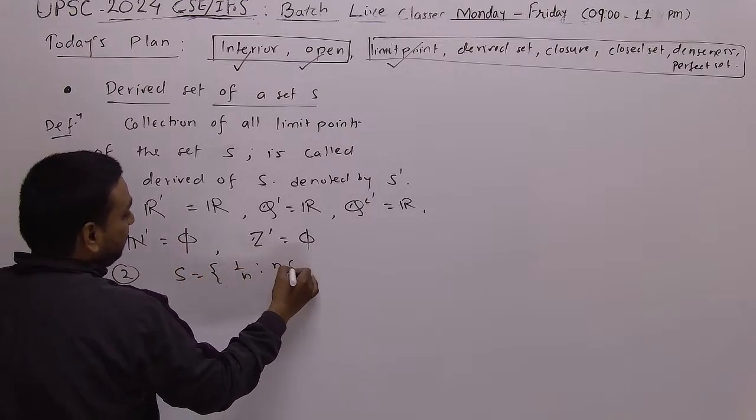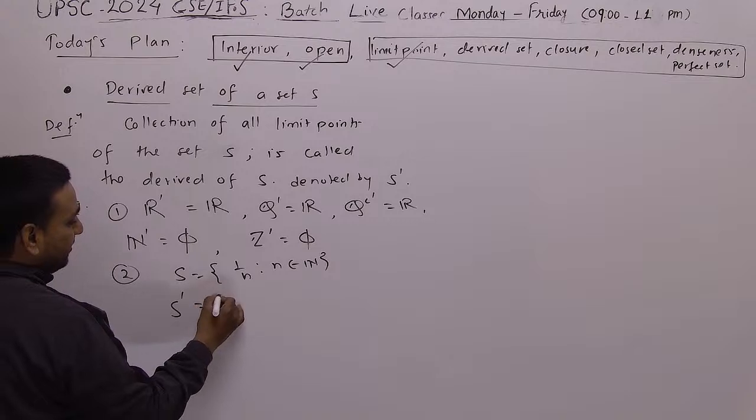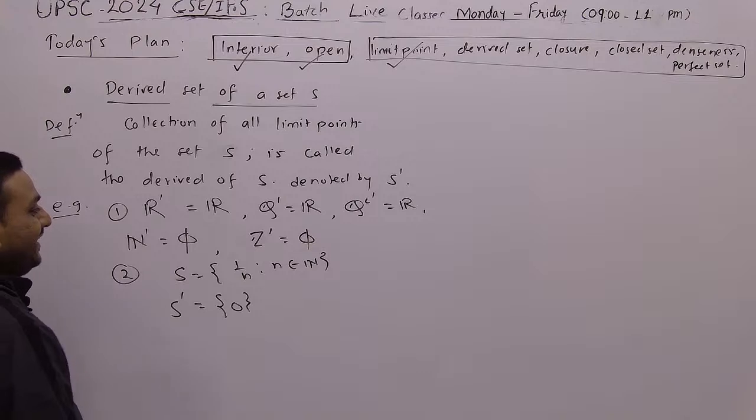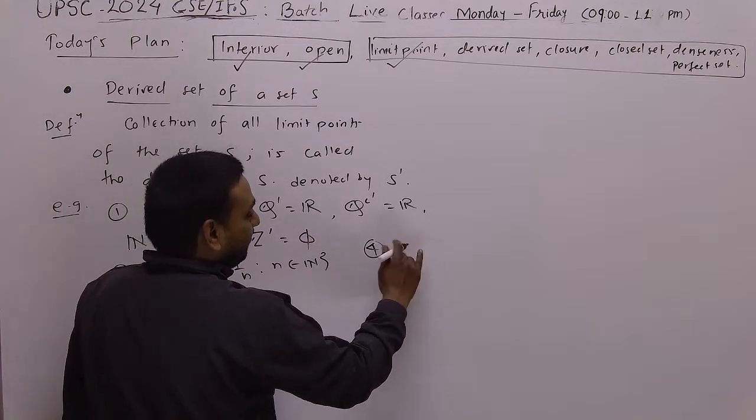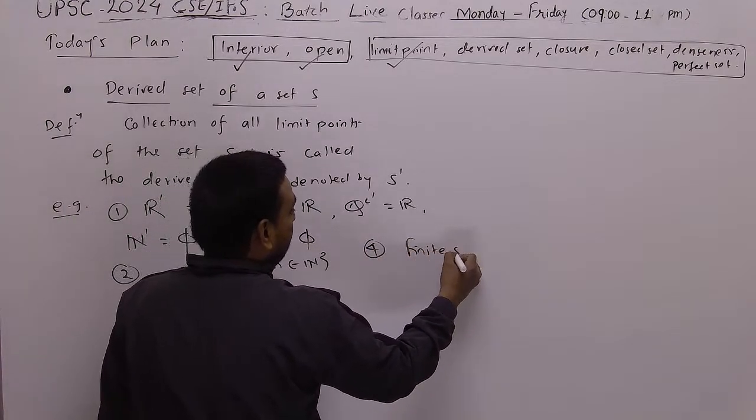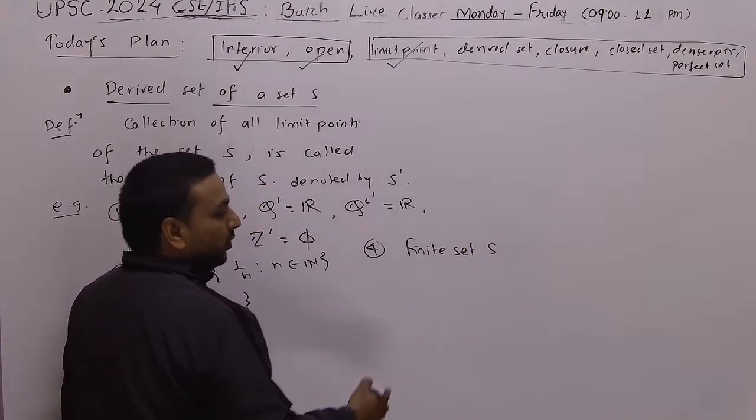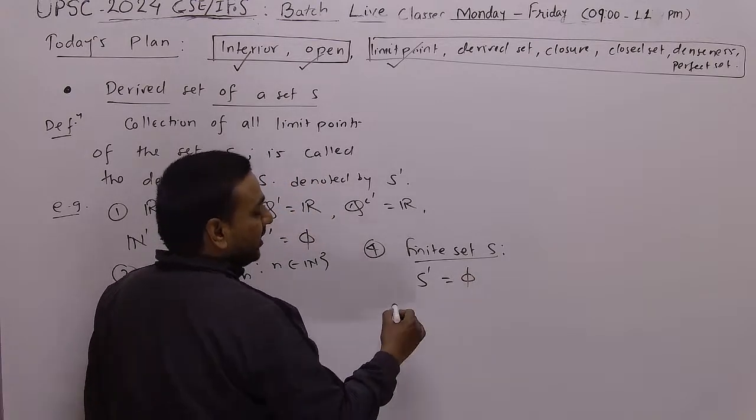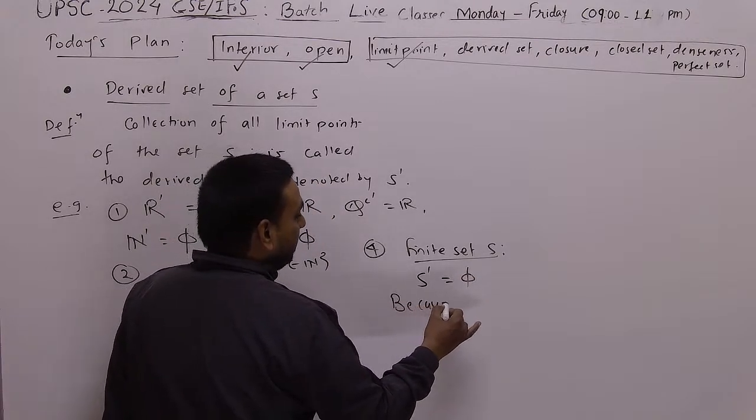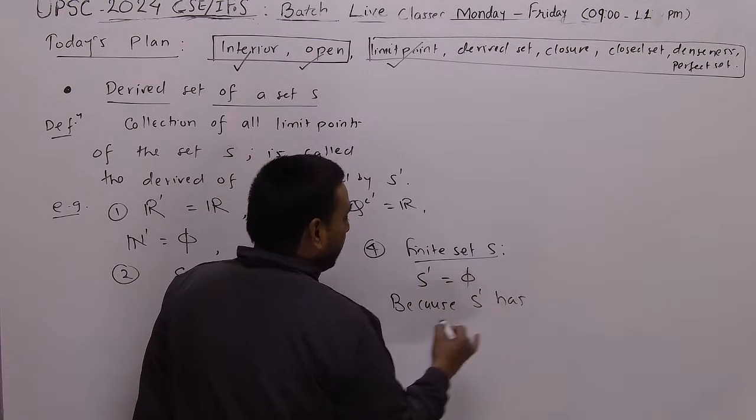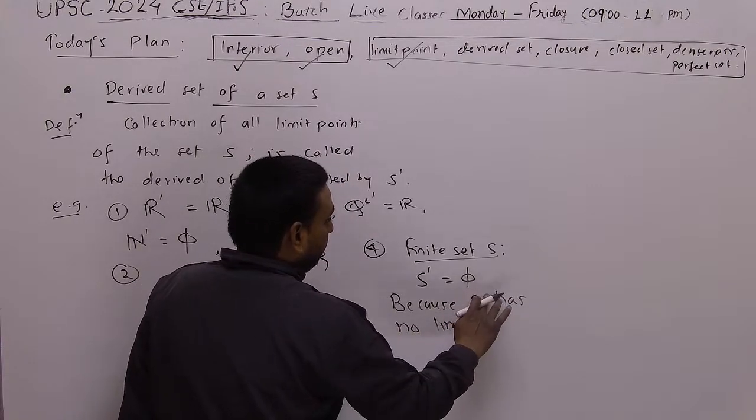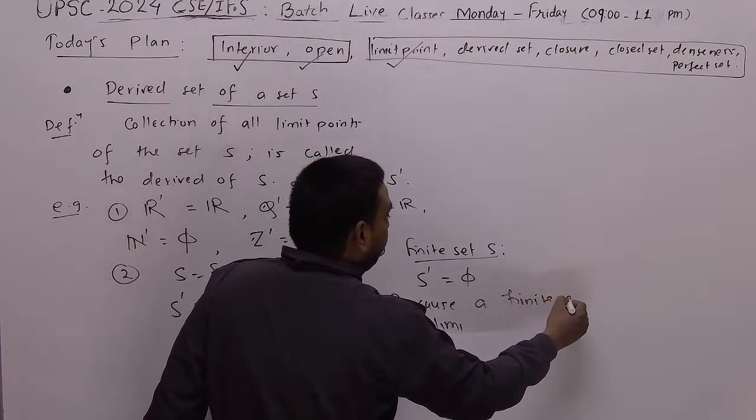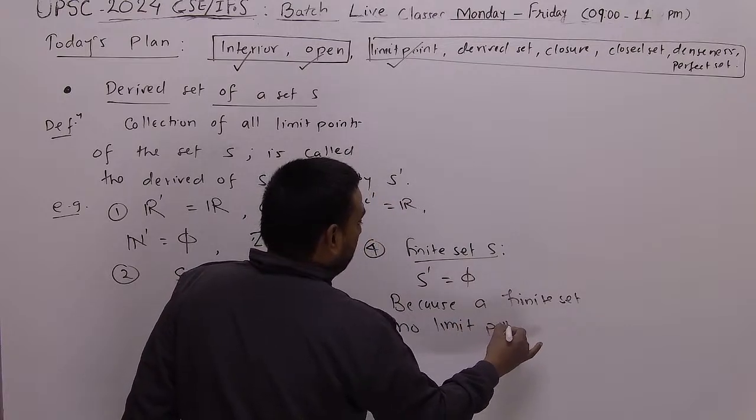If I take this set, what will be S dash? Only the singleton 0. If I take another example, a finite set S, then S dash will be phi, because a finite set has no limit point.